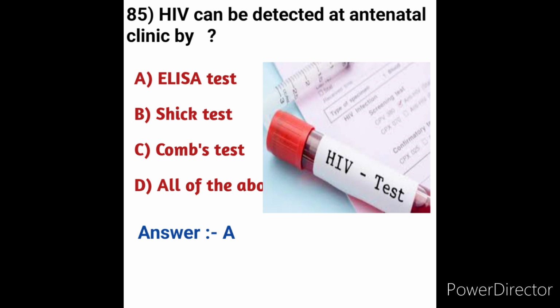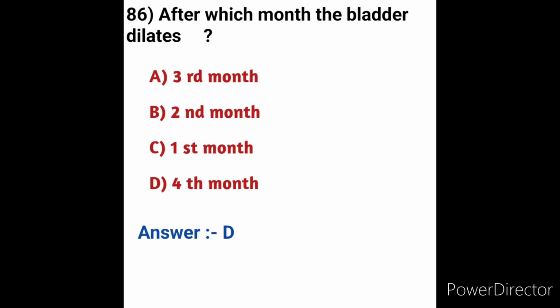Next, move on to question number 86. After which month the bladder dilates? We will see the options. Option A, 3rd month. Option B, 2nd month. Option C, 1st month. And option D, 4th month. The dilatation of the bladder can happen while the baby is still in the mother's uterus because of buildup of urine at 20 weeks of gestational age. Here option D, the bladder dilates at approximately the 4th month of the pregnancy period. Option D is the correct answer here.